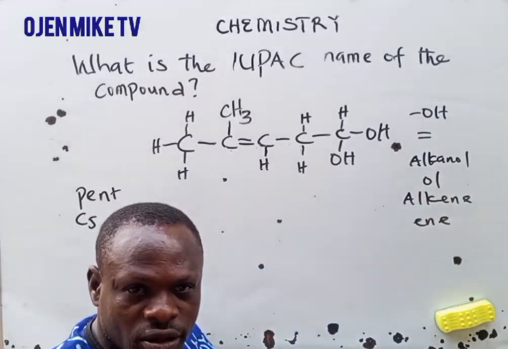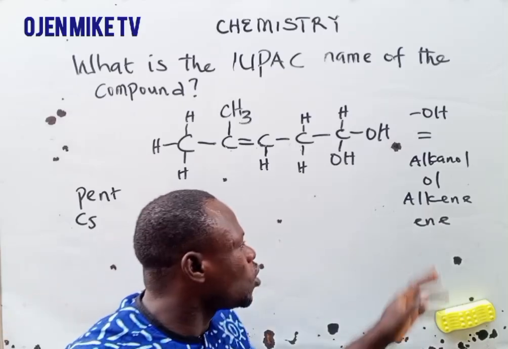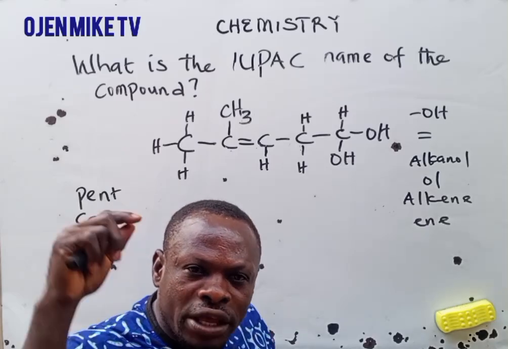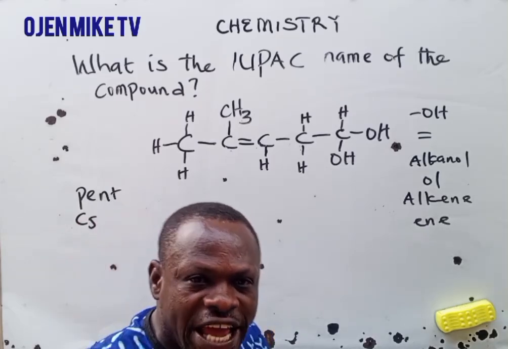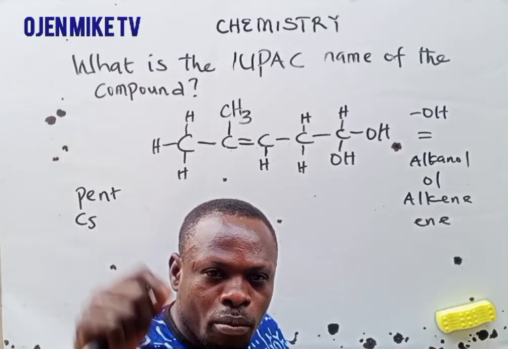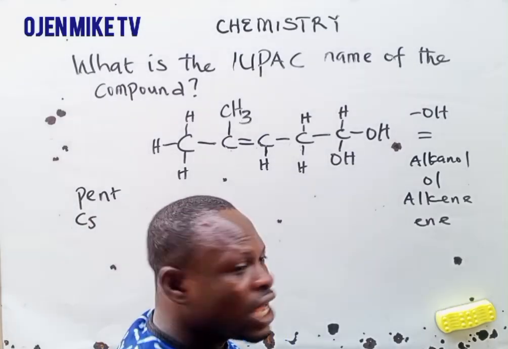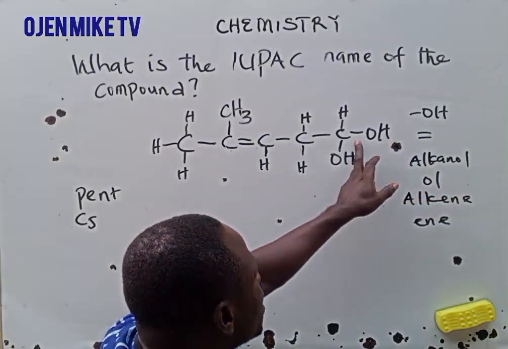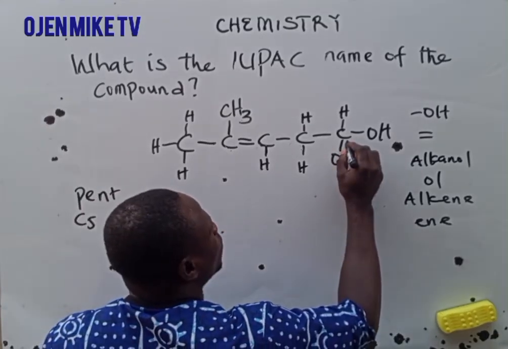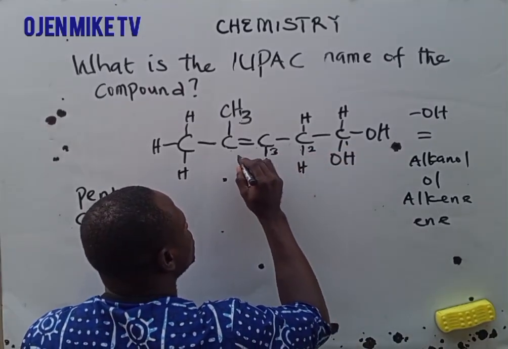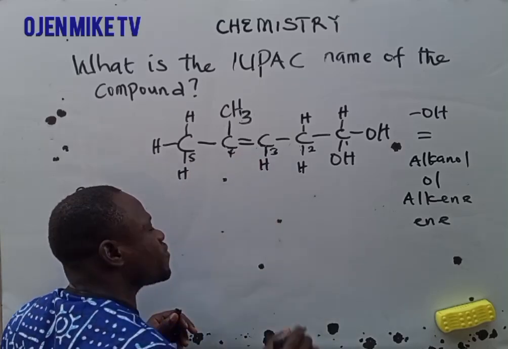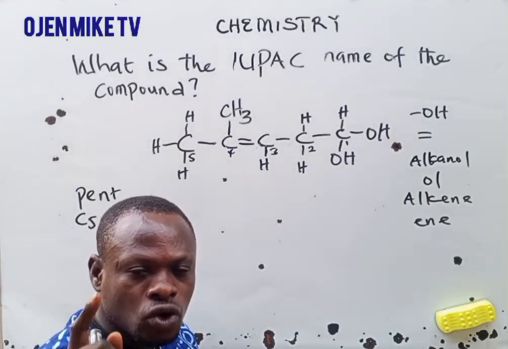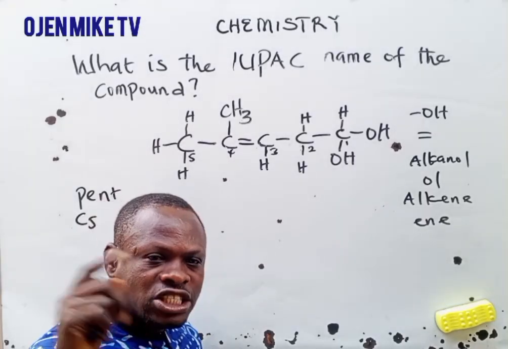Now, having established that, you look at alkanol and alkene. Which one is higher? Alkanol is higher than alkene. Therefore, you will need to start your numbering from the functional group that is higher, which is alkanol. So we start our numbering from here. We have 1 2 3 4 and 5. Are you following?